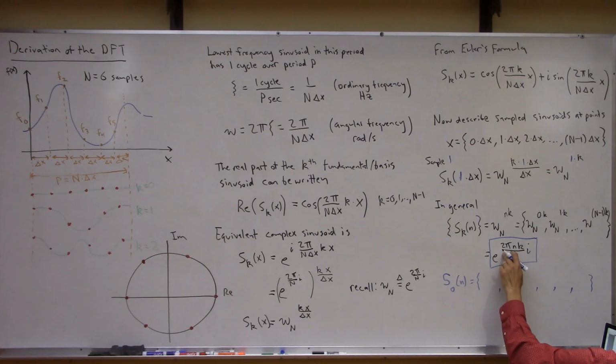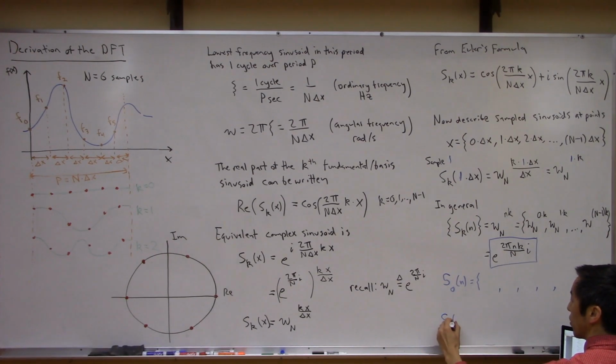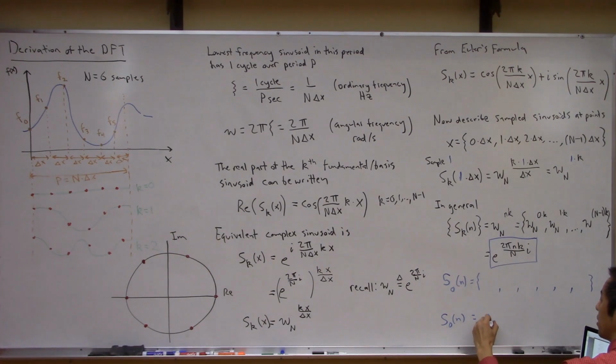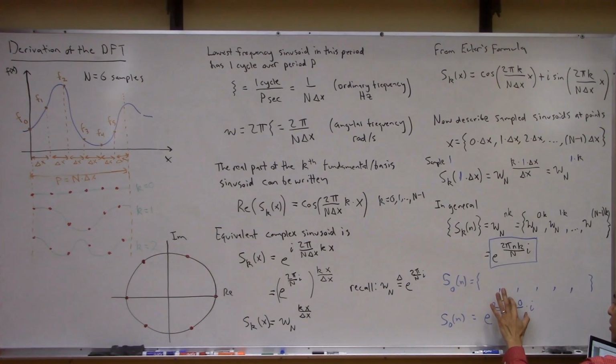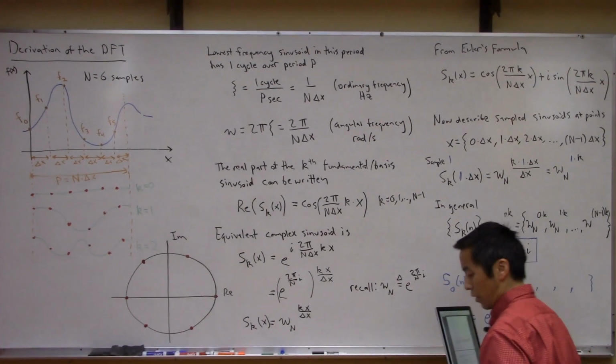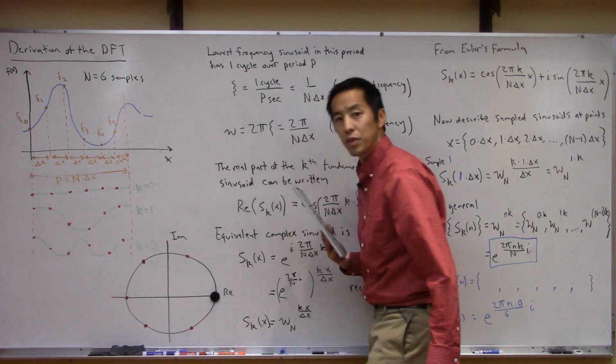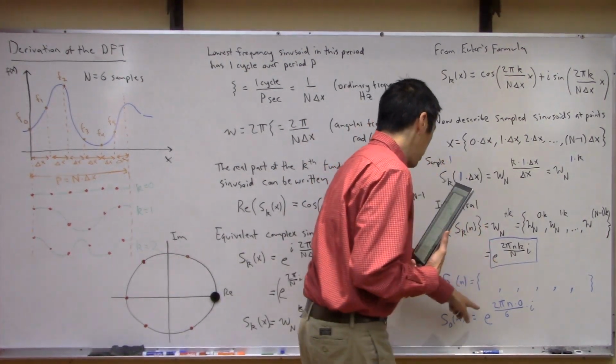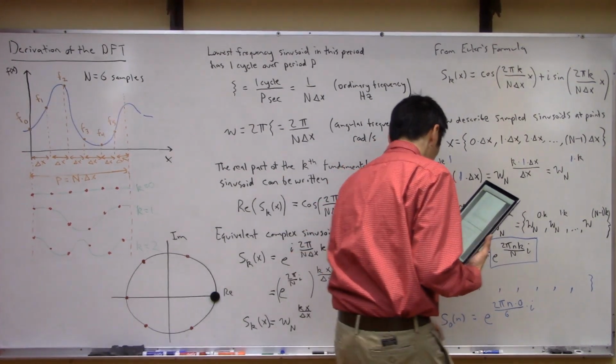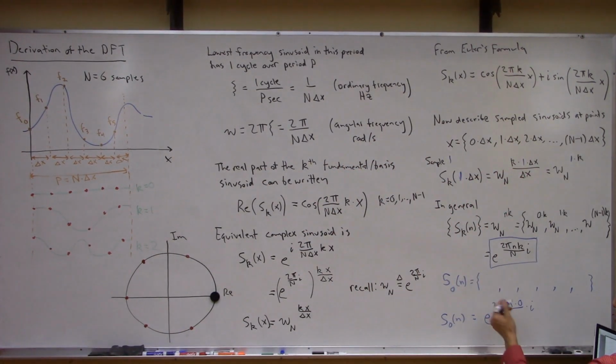So again, all you've got to do is evaluate this. S0 sub n is just going to be e to the 2 pi times n times 0 over, in our case, 6, times i, right? Let's start with n equals 0. Where does that end up? Let's grab one of these. It's right here, right? So that's the first sample right here. In fact, I think this just comes out to basically 1, right?